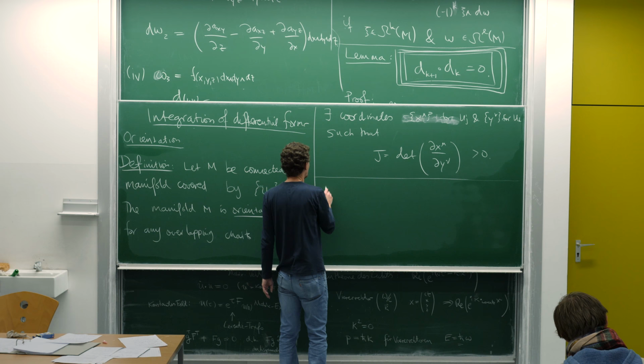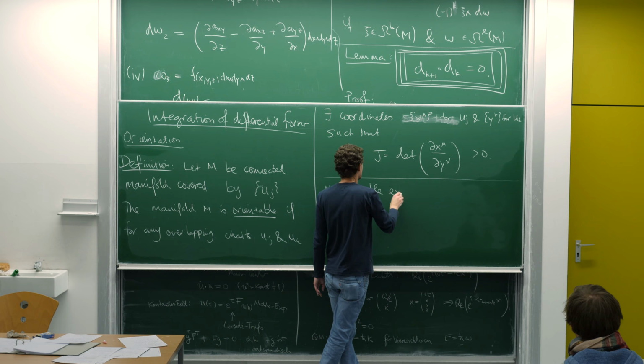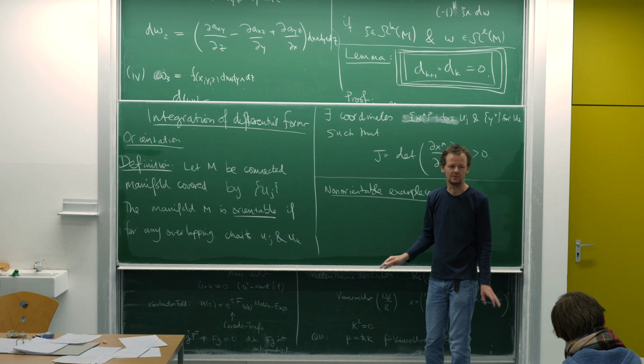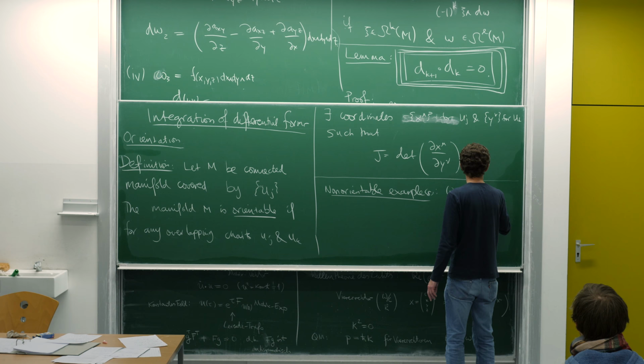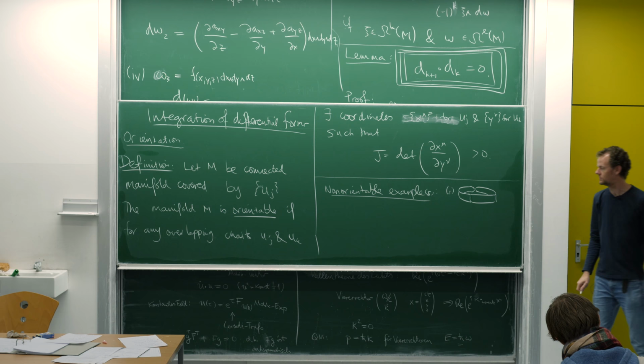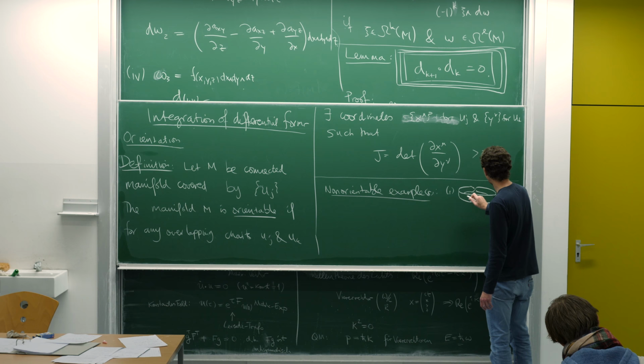And let's give a counterexample, a non-orientable one. The non-orientable example has a boundary. The first one I'm going to write down, it's kind of annoying. I'll just draw a picture of it. Everyone's favorite non-orientable manifold: the Möbius strip, Möbius band.